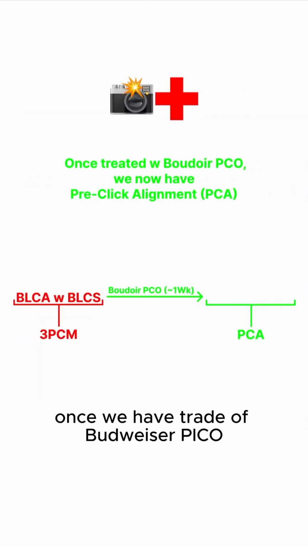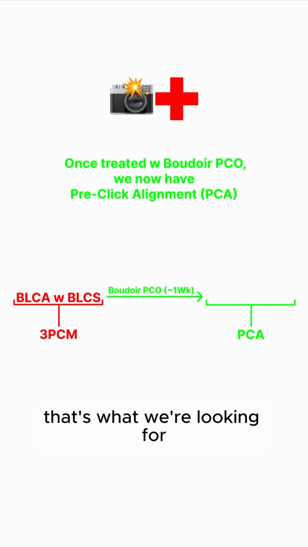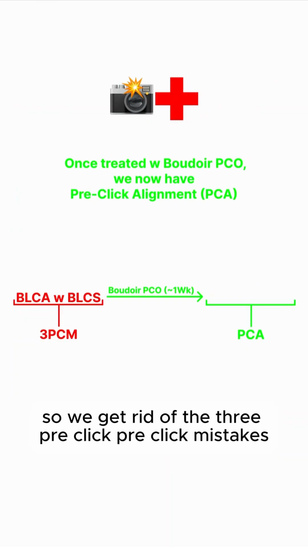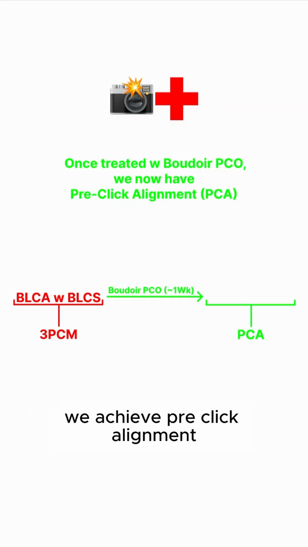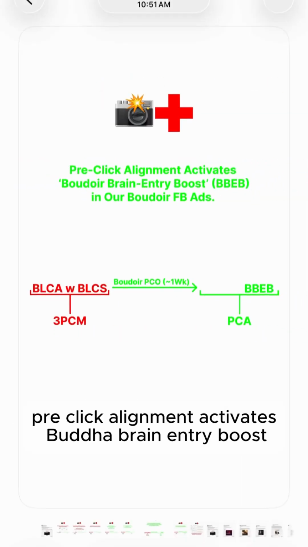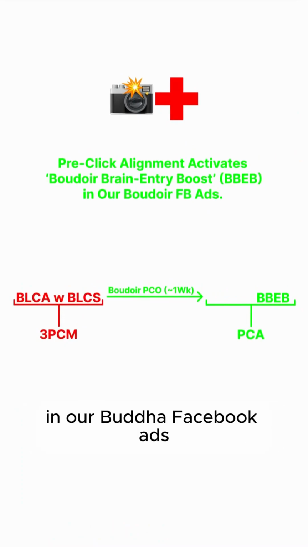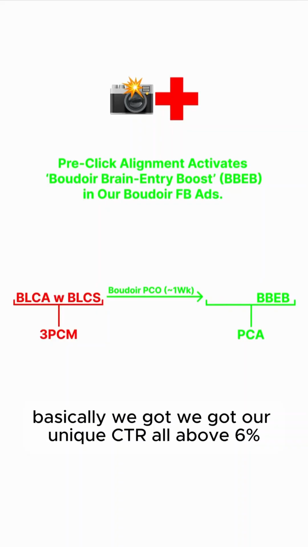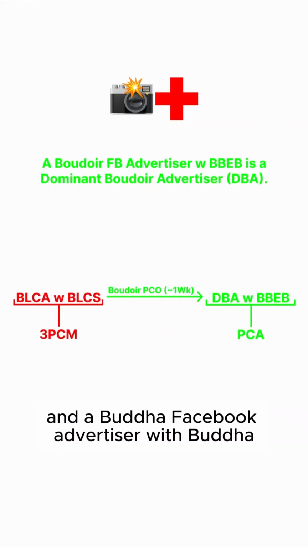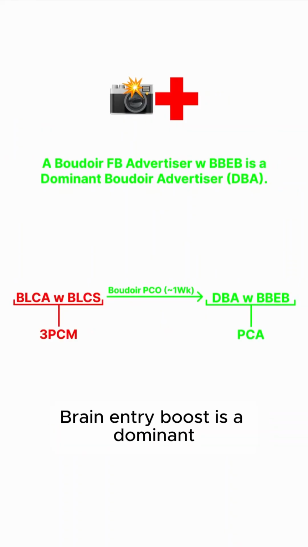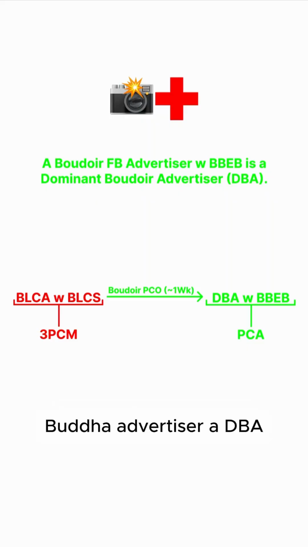Once we have treated with Boudoir PCO, we now have pre-click alignment, PCA. That's what we're looking for. So we get rid of the 3 pre-click mistakes, we achieve pre-click alignment. Now, pre-click alignment activates Boudoir brain entry boost in our Boudoir Facebook ads. Basically, we got our unique CTR all above 6%. And a Boudoir Facebook advertiser with Boudoir brain entry boost is a dominant Boudoir advertiser, a DBA. This is our full universe here.